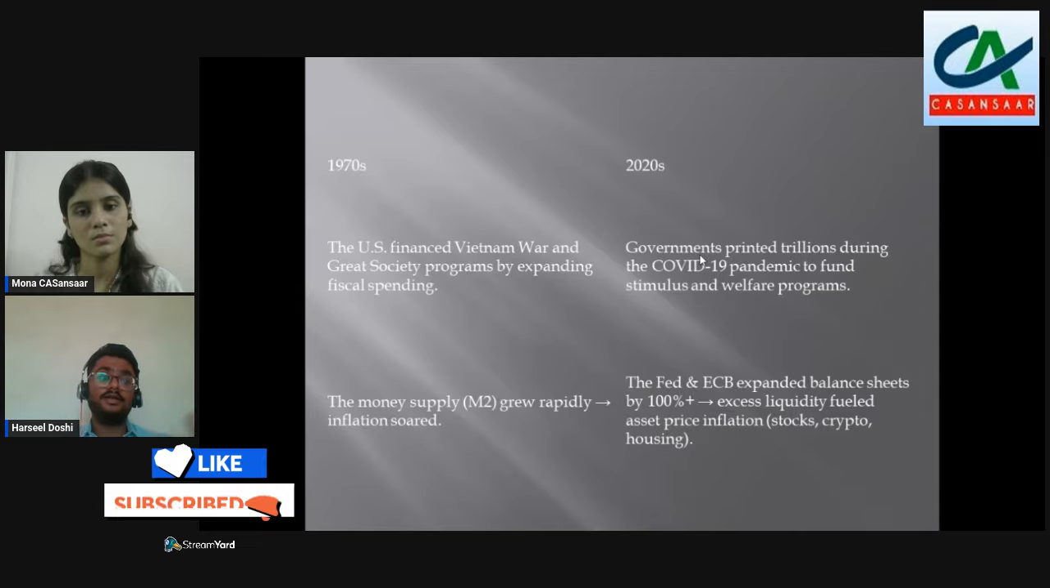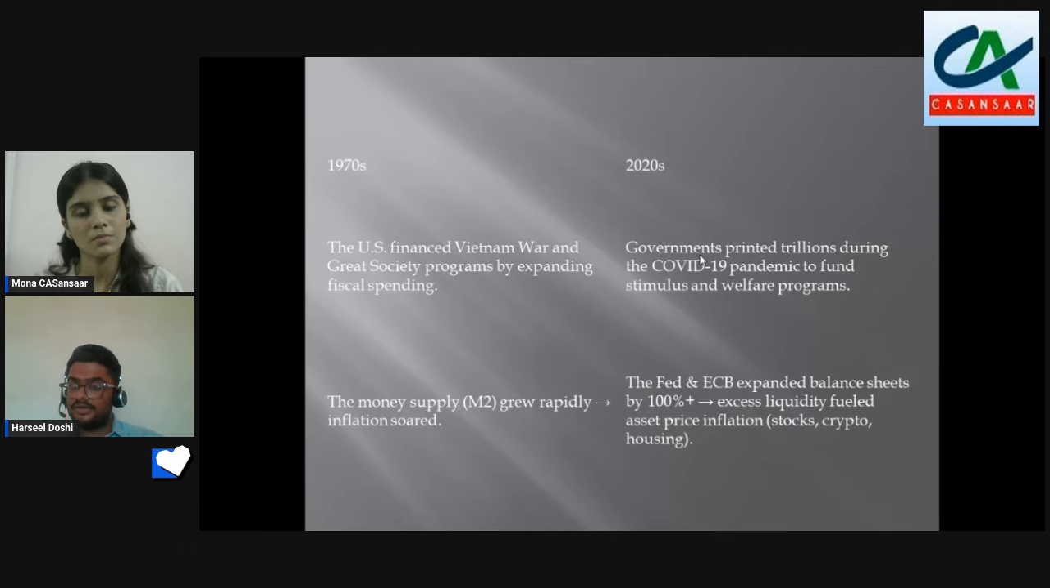Second thing, in the 1970s the US M2 money supply grew very rapidly, and due to this inflation also soared. And the same thing we are seeing in this decade, the 2020s, also.